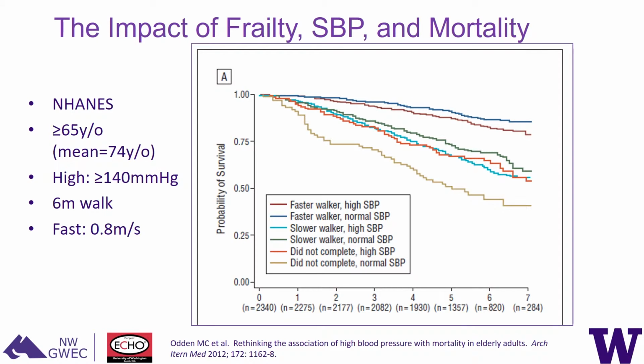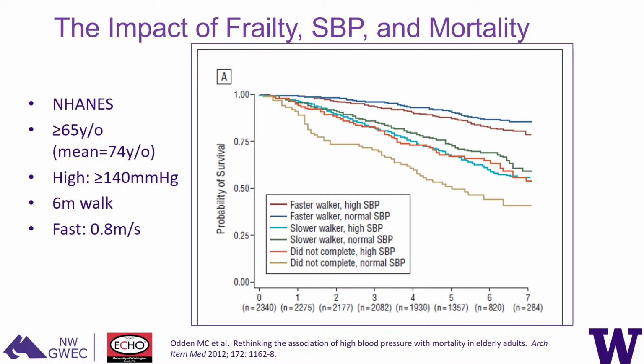I base it upon functionality, and this is some data that I would like to just walk you through because I think it's pretty important, and it actually probably reflects your clinical practice already. This is data taken from the NHANES database, and they took people over the age of 65. The mean age was 74 years old. They classified people as having high blood pressure versus low or normal blood pressure.